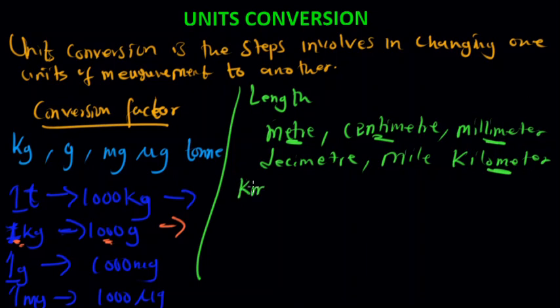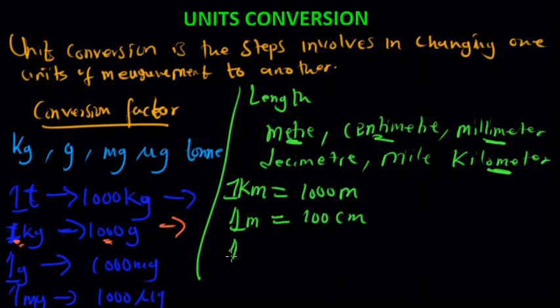So let's look at the relationship. Kilometer, km. 1 kilometer is equal to what in terms of meters? It is equal to 1000 meters. And then 1 meter is equal to what in terms of centimeters? 100 centimeters. So these are the conversion factors. 1 centimeter is equal to what in terms of millimeters? 1 centimeter is equal to 10 millimeters.